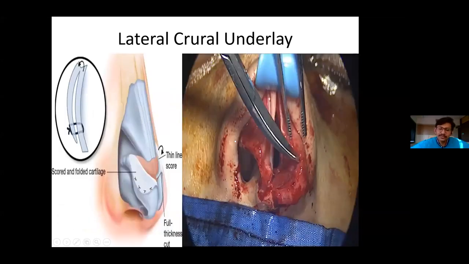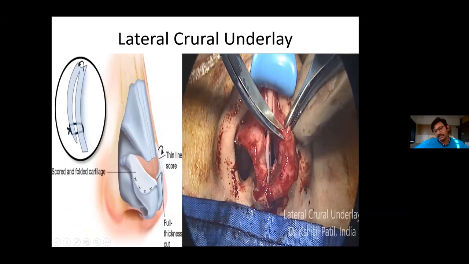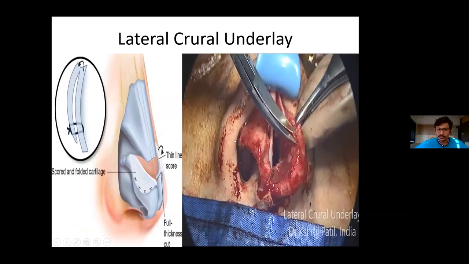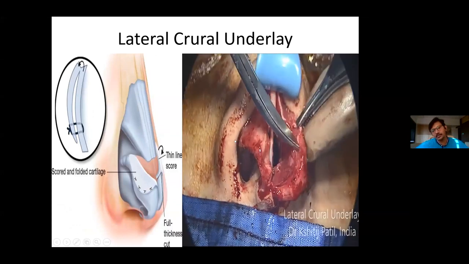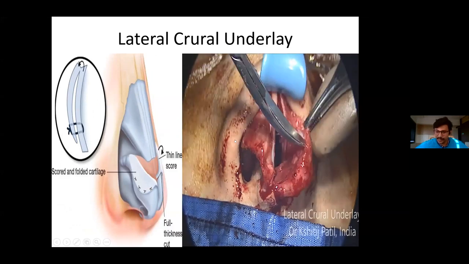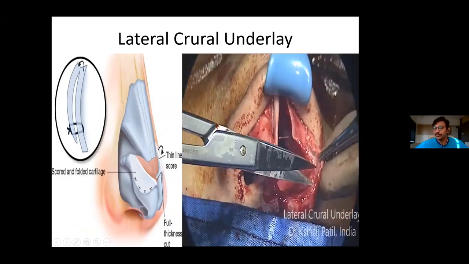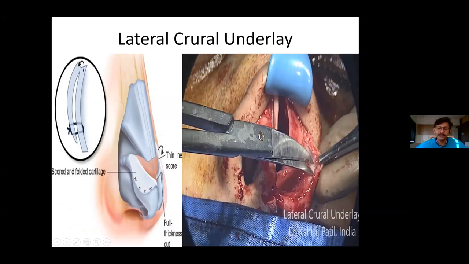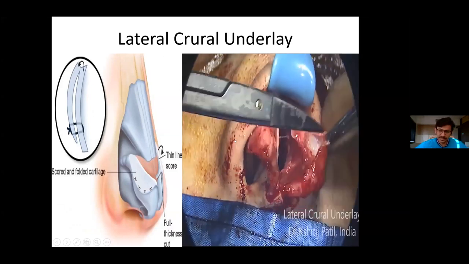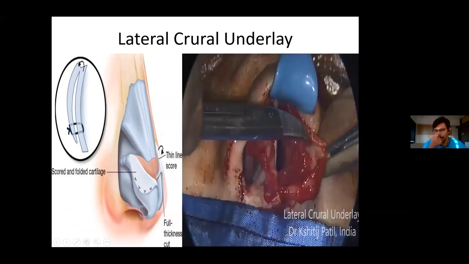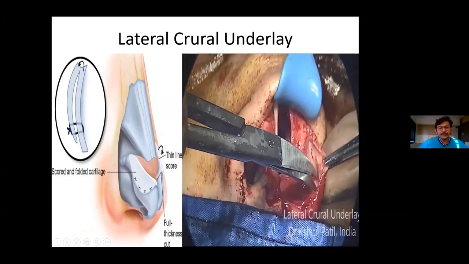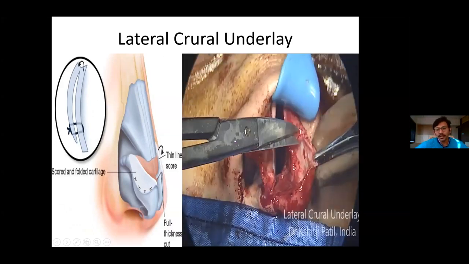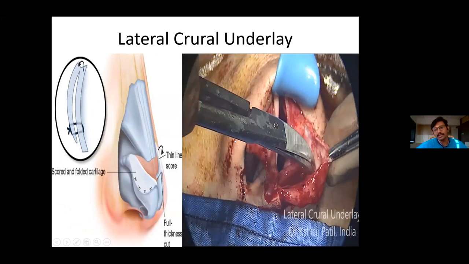Now if the cartilages are weak, then you may create a deformity or weakness over there or at the lateral nasal wall area. So to prevent this, and also to achieve the same goal of reducing the supratip width, you may infold the lateral crus.